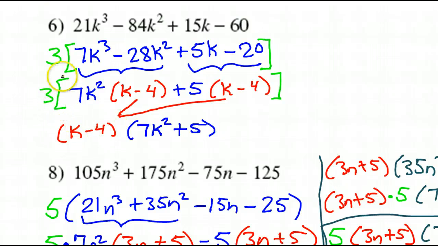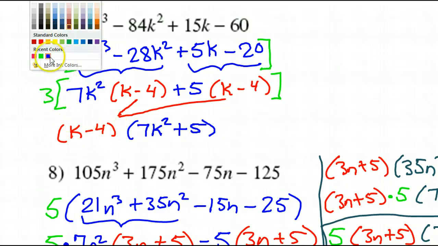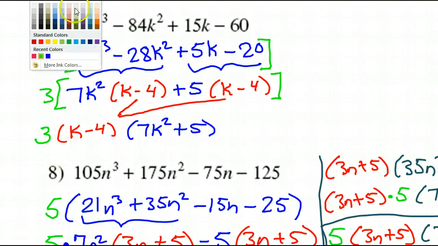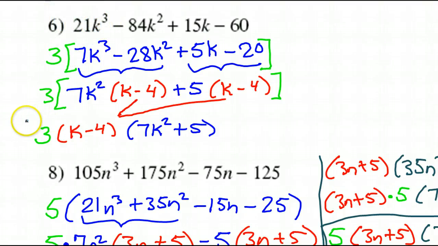Now that 3 that's been hanging out the whole time is still there. Now that it's nice and factored, it's all multiplication, I don't need this square bracket anymore. I can just bring down the 3 and put it in front. So this is actually the final answer.